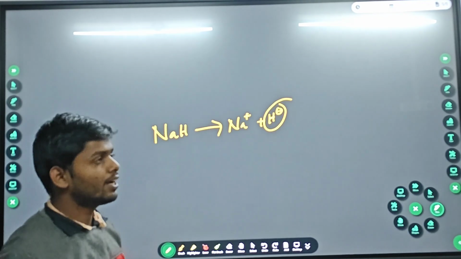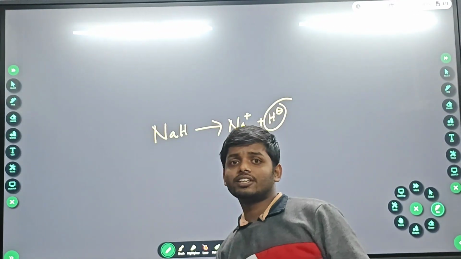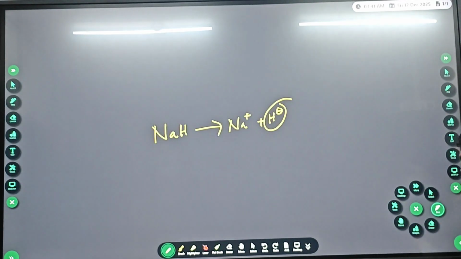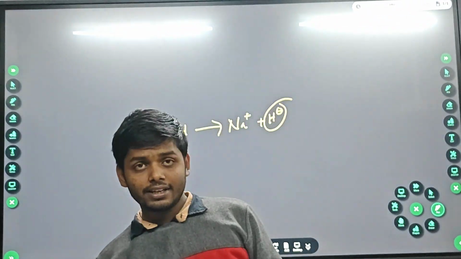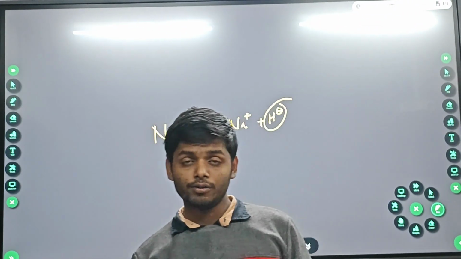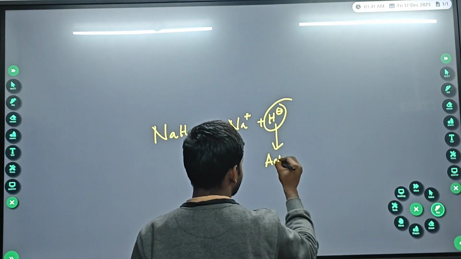So for this, what is hydride minus? Hydride minus has a fully filled orbital, and it is very ideal in size. If you see hydride minus, it is very ideal in size. How does this happen? Hydride minus will first act as a base.